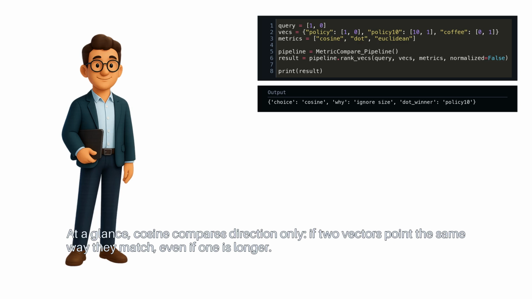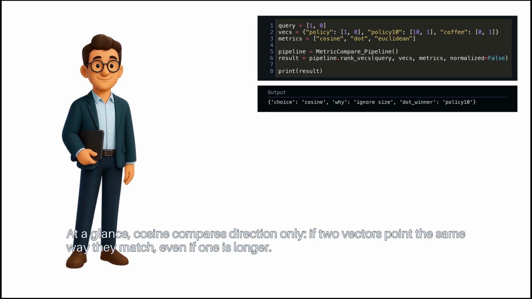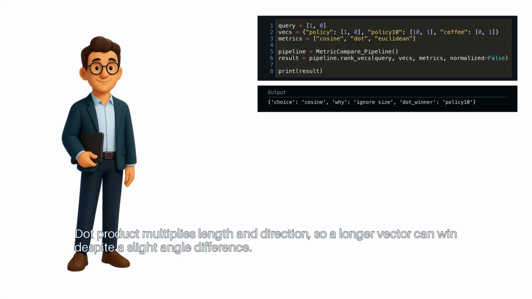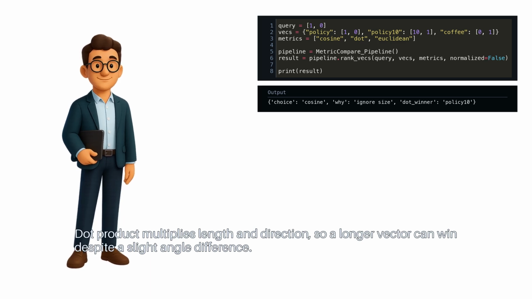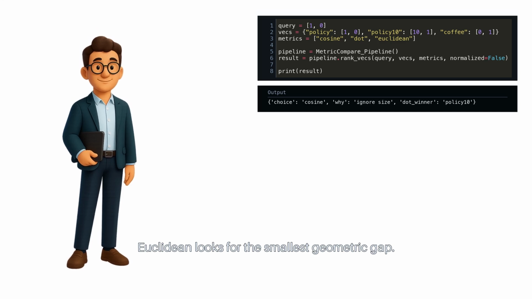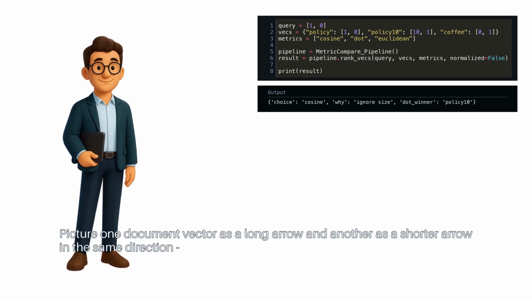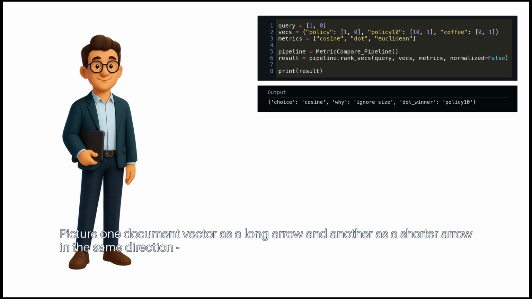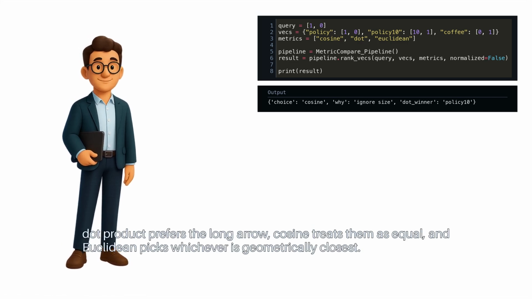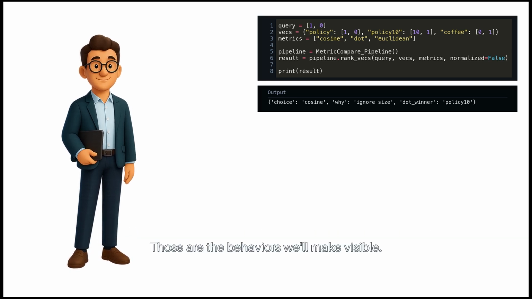At a glance, cosine compares direction only. If two vectors point the same way, they match, even if one is longer. Dot product multiplies length and direction, so a longer vector can win despite a slight angle difference. Euclidean looks for the smallest geometric gap. Picture one document vector as a long arrow and another as a shorter arrow in the same direction. Dot product prefers the long arrow. Cosine treats them as equal, and Euclidean picks whichever is geometrically closest. Those are the behaviors we'll make visible.